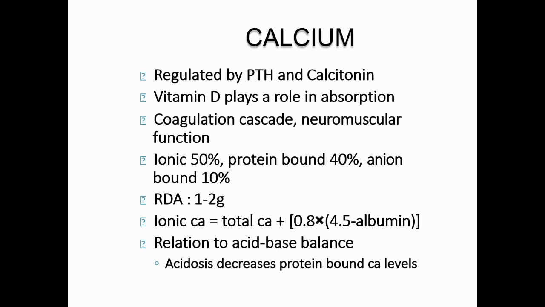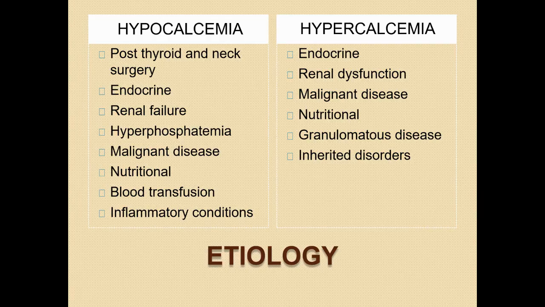And in relation to acid base balance, whenever acidosis decreases, protein bound calcium levels also decrease. Then we'll see what hypocalcemia and hypercalcemia are. The normal calcium level is 9 to 11 milligrams per deciliter, 9 to 11 milligrams per deciliter.